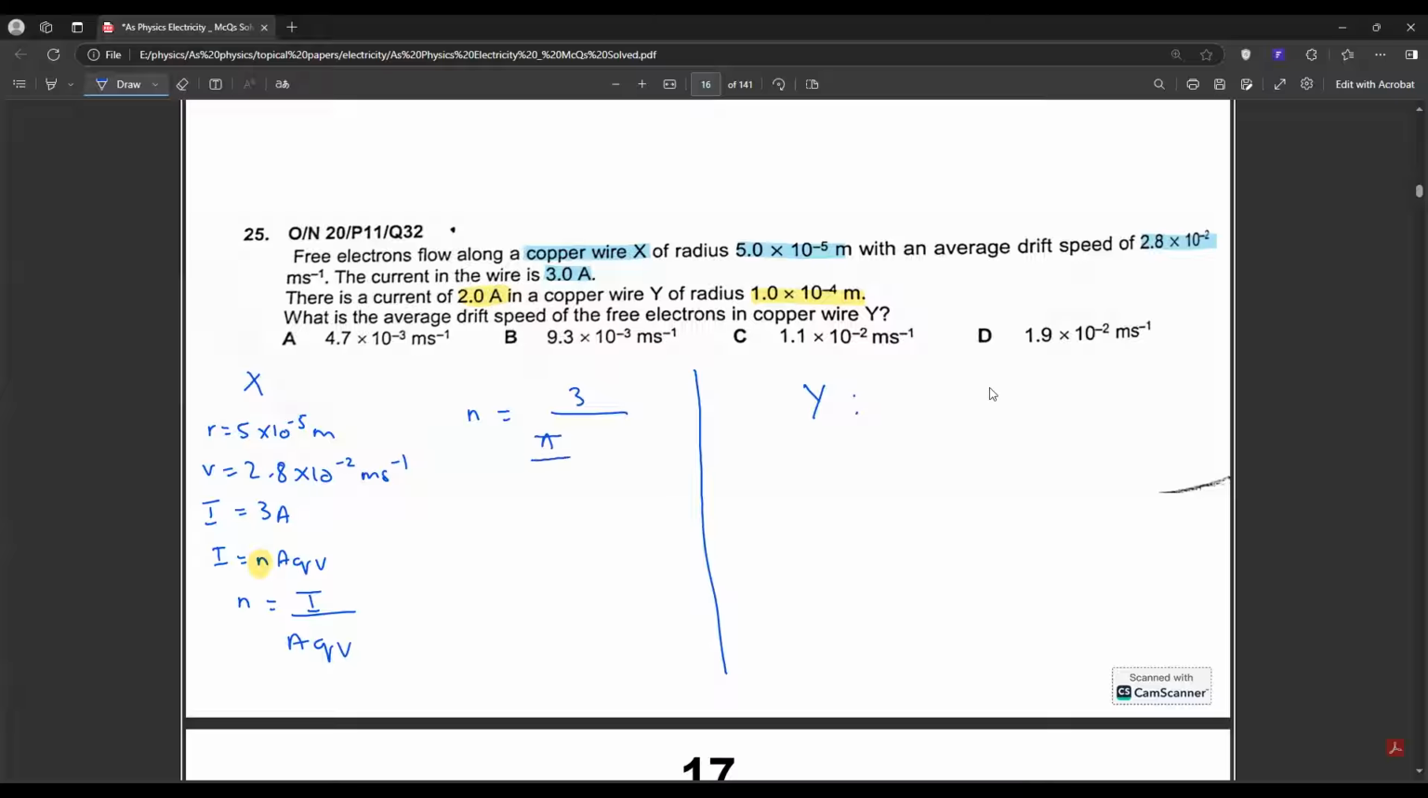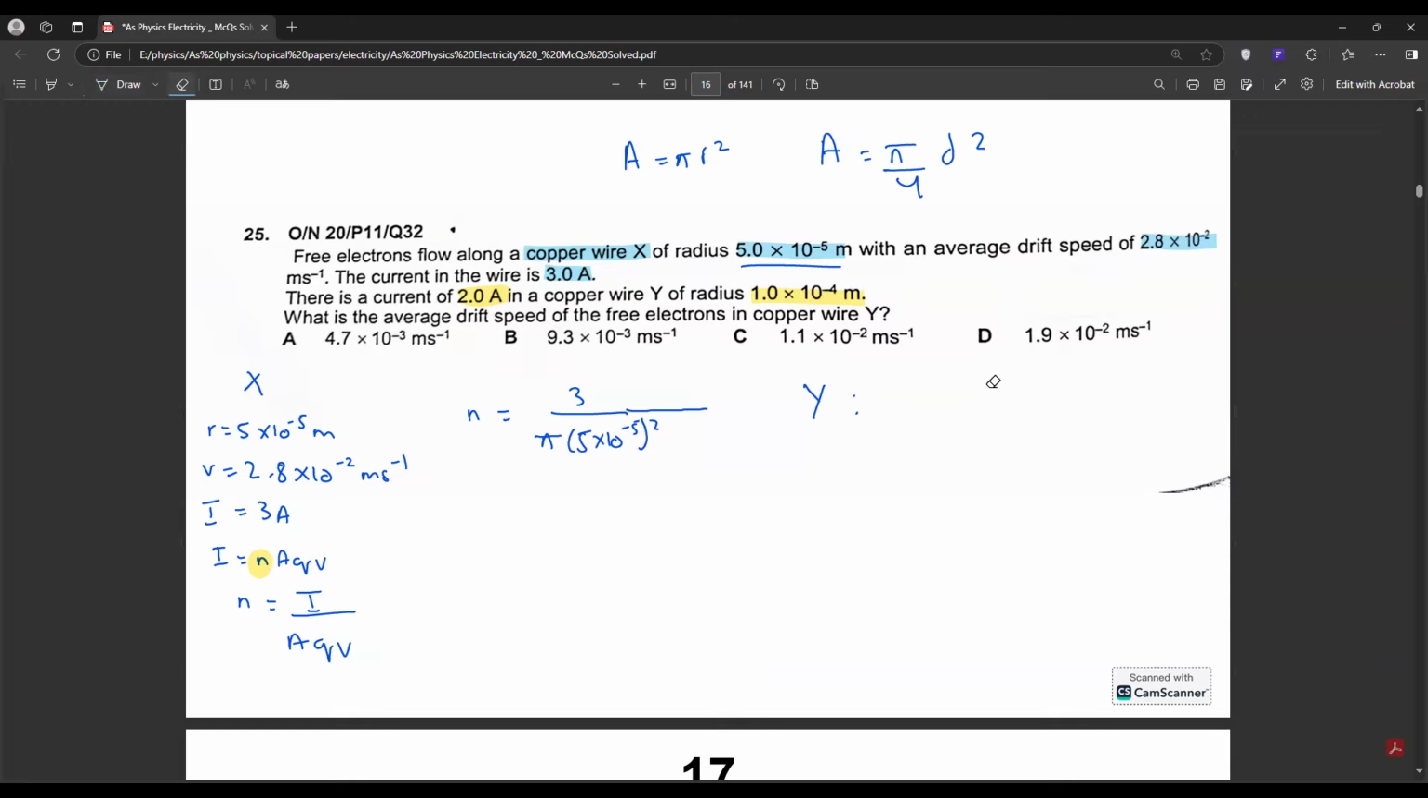Pi over, okay, so we won't do pi over 4. There are two formulas for area. One is pi r squared. If radius is given, use this formula. If diameter is given, use the other formula. Here we are given the radius, so we will use the first formula. Pi into 5 into 10 raised to the power of minus 5 whole square. This is your pi r squared, multiplied by 1.6 into 10 raised to the power of minus 19.